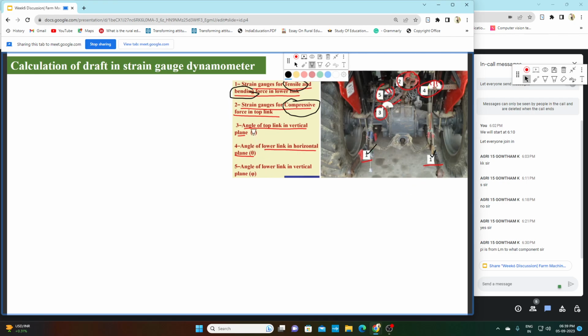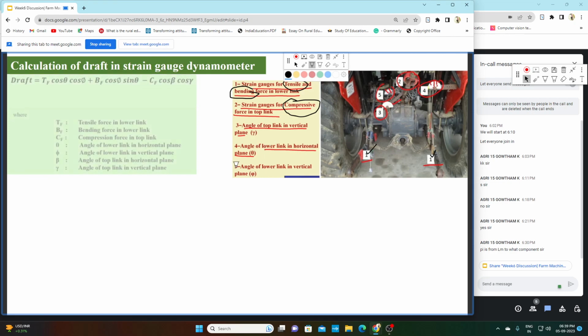Now there are four angles. Here you can see there are four angles. One is the angle the lower link makes with the horizontal plane, which we denote by theta. The angle that the lower link makes with the vertical plane, we denote by phi. The angle the top link makes with the horizontal plane, we denote by beta. And the angle the top link makes with the vertical plane, we denote by gamma.